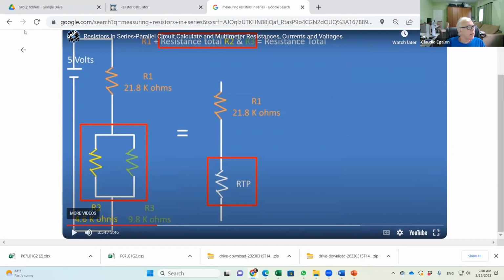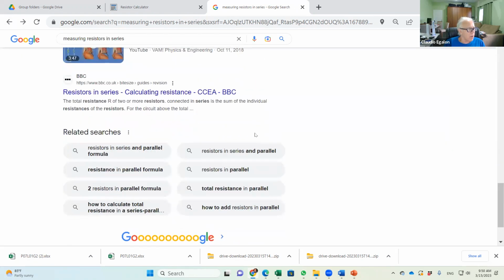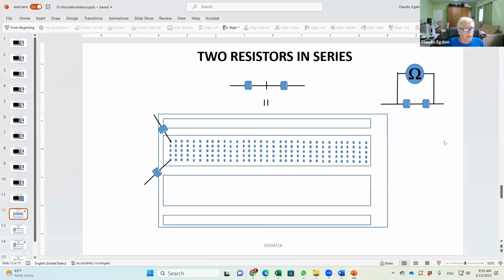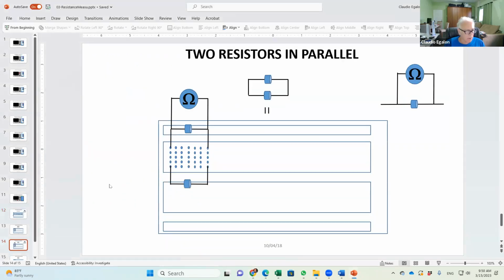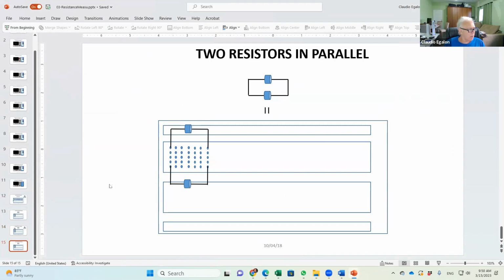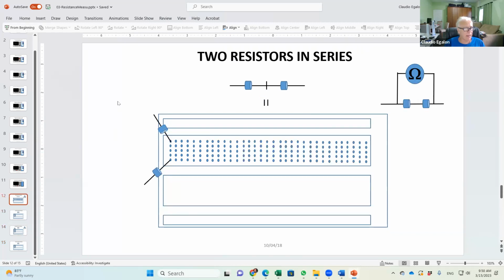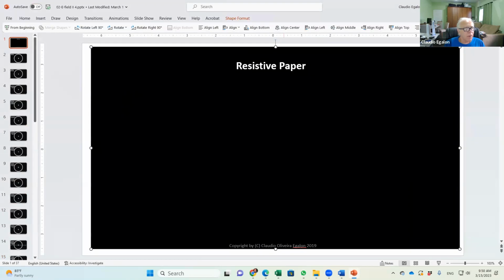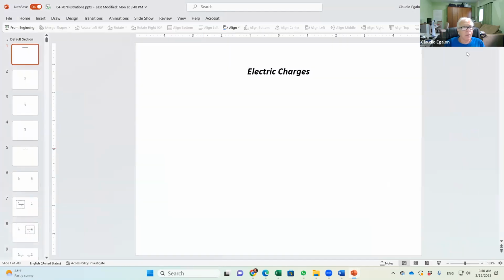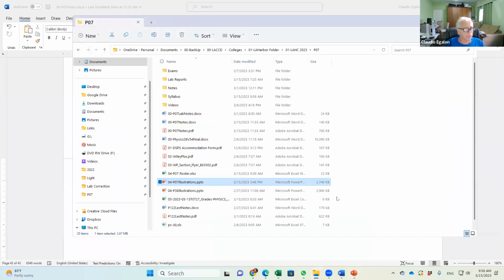And let's see what we have. Now, what else? Here we go. That's all I have here for those drawings, parallel and series, and resistors alone separately.